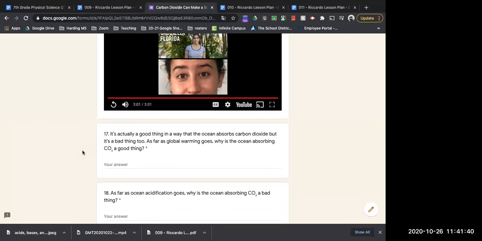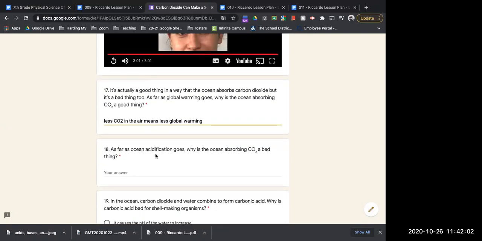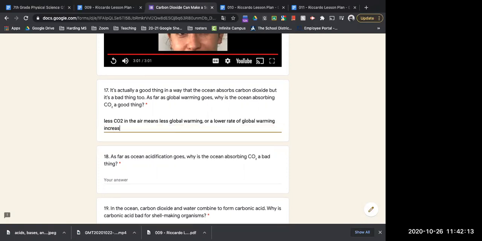It's actually a good thing in a way that the ocean absorbs carbon dioxide, but it's a bad thing too. As far as global warming goes, why is the ocean absorbing CO2 a good thing? Less CO2 in the air means less global warming, or a lower rate of global warming increases. As far as ocean acidification goes, why is the ocean absorbing CO2 a bad thing?